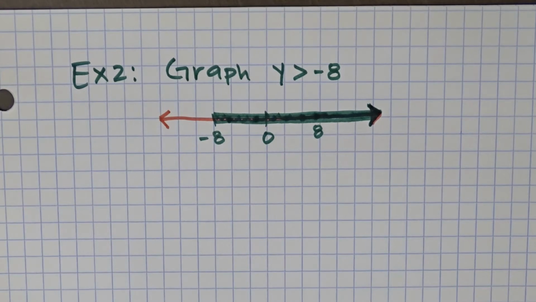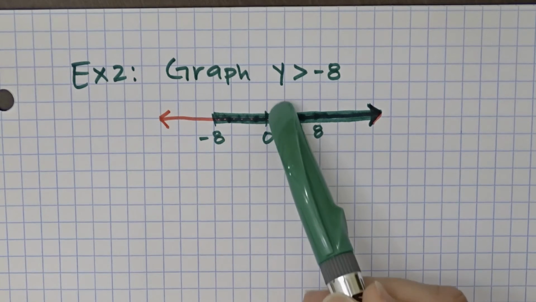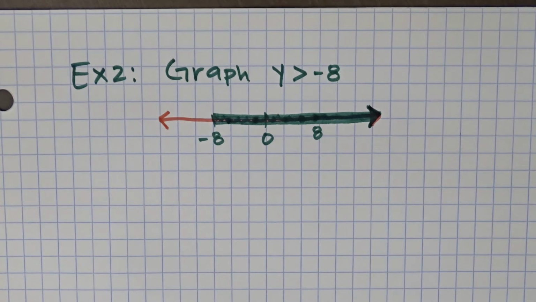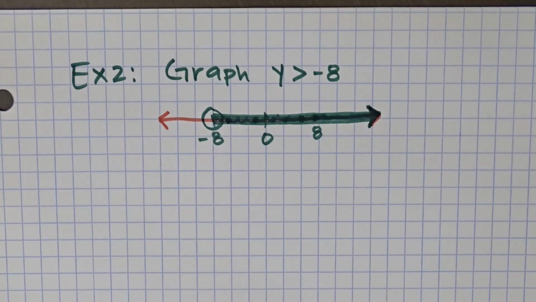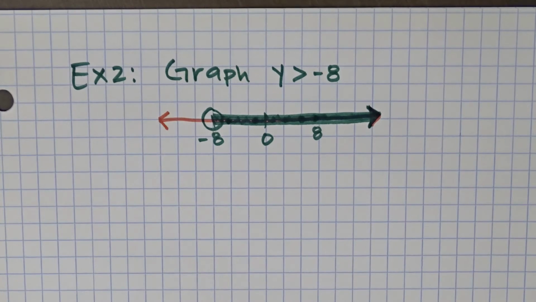Now the final thing we need to think about is what happens at negative 8? Is negative 8 greater than negative 8? No, it's not, right? It's equal. So because we can't say that negative 8 is greater than negative 8, we don't want y to be negative 8. We don't want negative 8 to be shaded in. So because we don't want it shaded in, we do what's called an open circle. And that just lets you know that we're not going to include negative 8, but everything after it is valid.